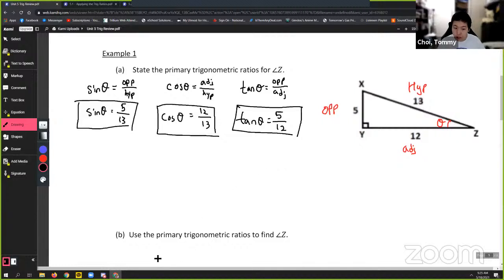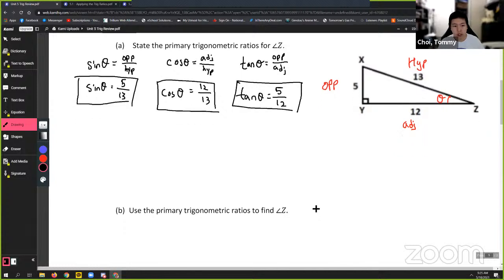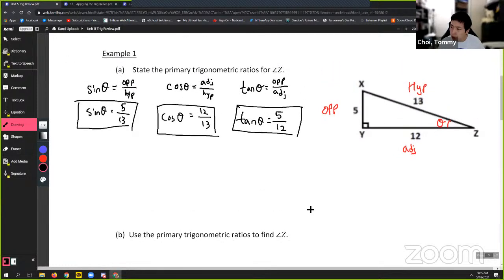Then it says, use the primary trig ratios to find angle Z. Okay. So what does it mean to use the trig ratios? Well, this is where you need your calculator out. So I'm going to plug in my calculator here. Okay. And the hardest thing about today's lessons is that you need to know how to use your calculator. If you get the wrong answer, that's not okay. And the reason for that is because that's not you doing it wrong, right? It's you misinputting it on your calculator depending on the phone you have.